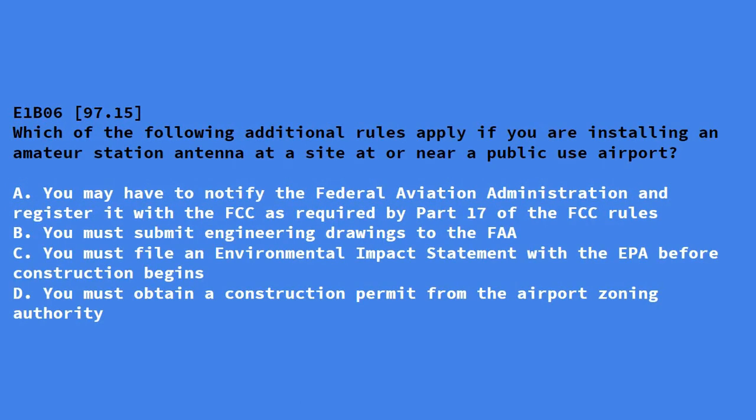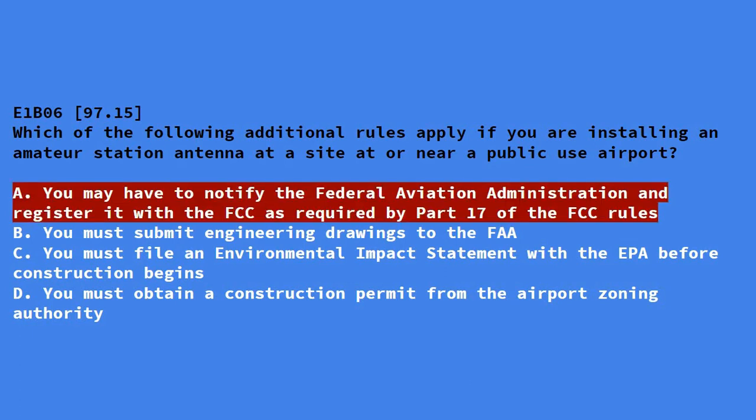E1B06, which of the following additional rules apply if you are installing an amateur station antenna at a site at or near a public use airport? You must notify the Federal Aviation Administration and register it with the FCC as required by Part 17 of the FCC rules.